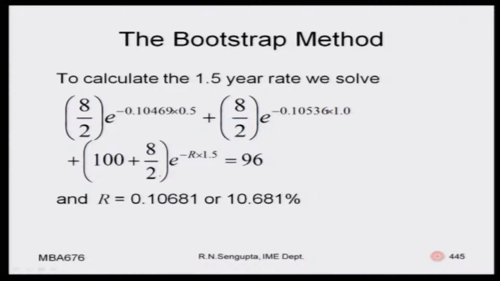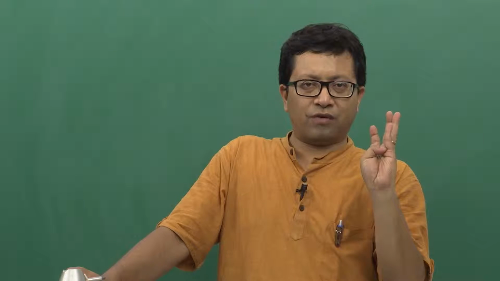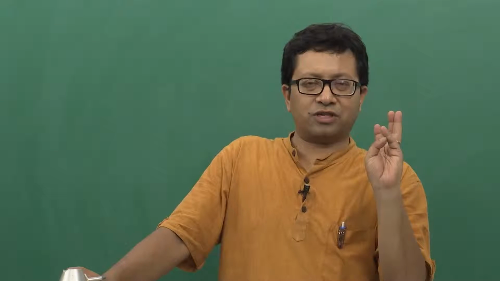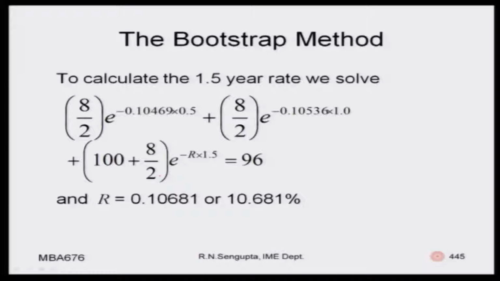So, once you equate the left hand side all the three values which I mentioned, that is 8/2 after 6 months, 8/2 after 1 year and 100 plus 8/2 after 1.5 years. So, if you equate including the interest rate which you have already found, the overall demand and supply value at which the bond is being traded is 96. So, now let us go through the calculations slowly.